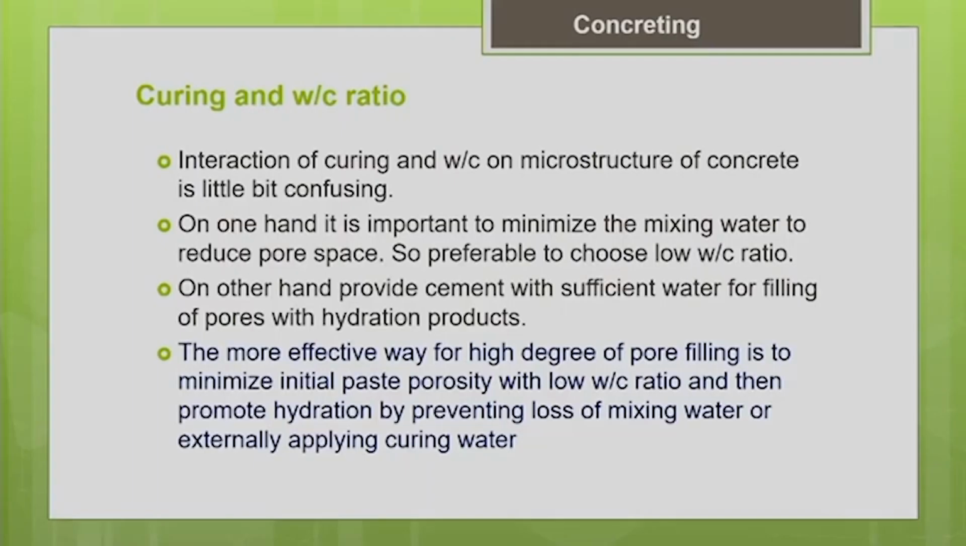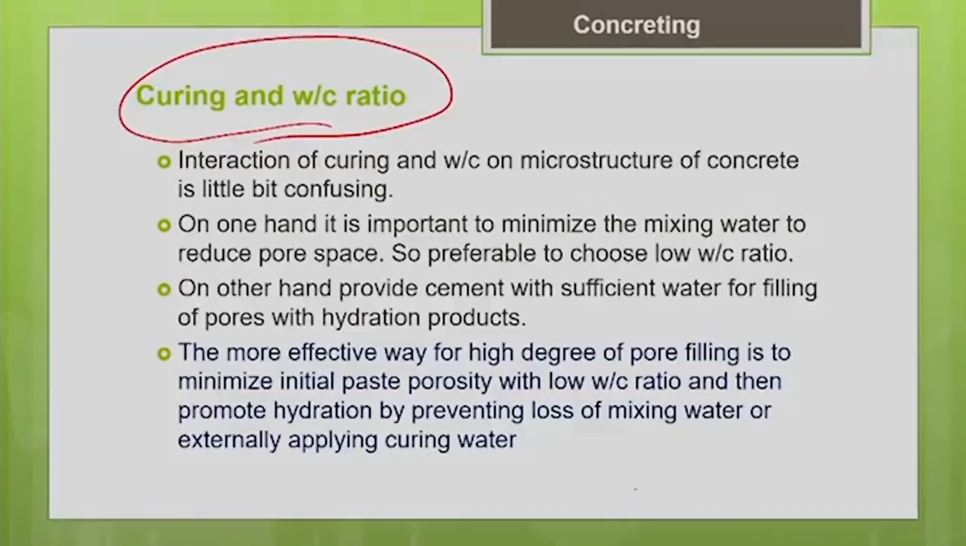So, this hydration process will continue, provided the water is available. The interrelation between curing and the water to cement ratio is actually a little bit confusing to understand, because on one hand we say that we need sufficient water for the complete physical and chemical hydration of the cement. On the other hand, we say that when we add excess water, it leads to high paste porosity that will affect the microstructure, strength and durability. So, then what is the best measure to get a good microstructure? What is the best solution?